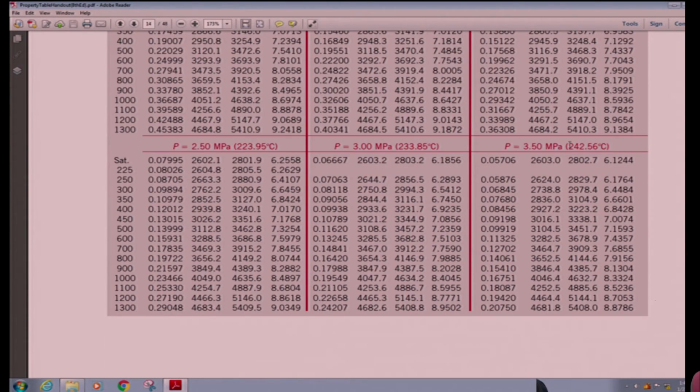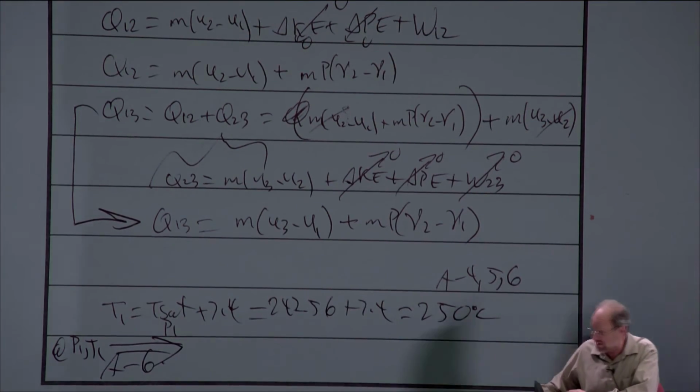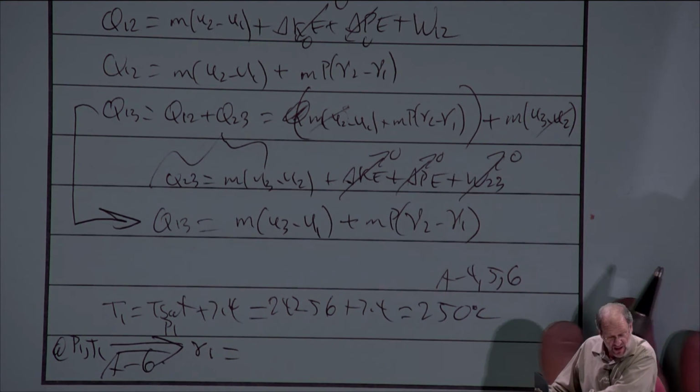So here is the 3.5 megapascal subtable. We read down to the 250 line, which is the third line down. And it's this data right here where the cursor is. So we need two things, right? We need specific volume and we need specific internal energy. So let's just write them both down.